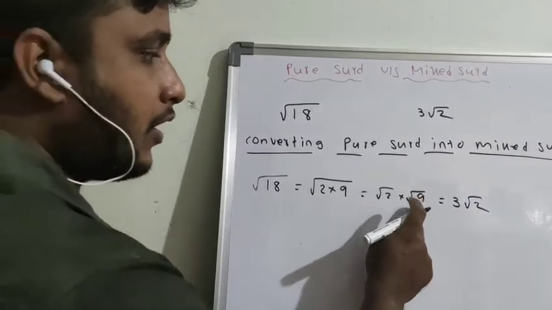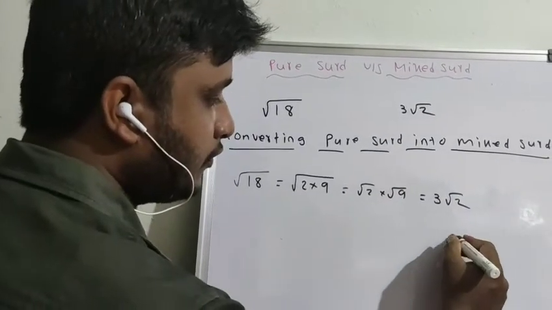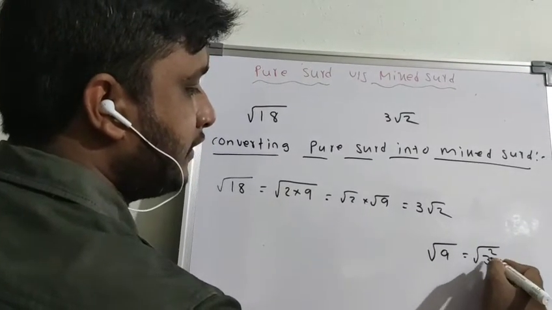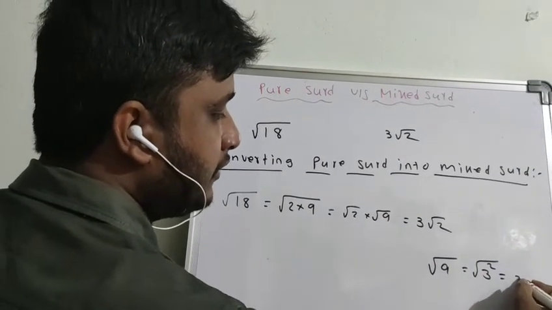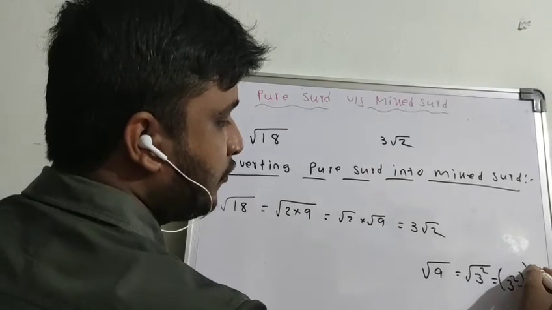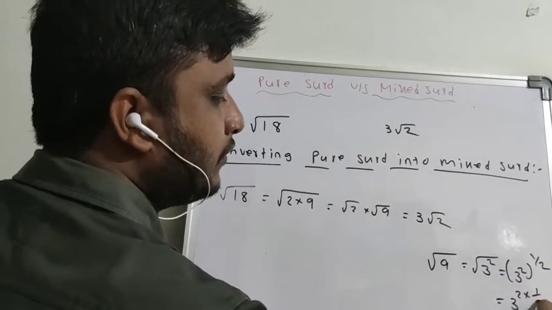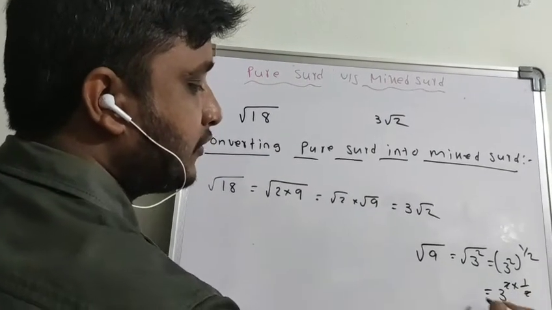So do you know how root 9 value will get to 3? Root 9 you can write as root of 3 square. So what is the meaning of root of 3 square? Root means to the power 1 by 2. So 3 to the power of 2 into 1 by 2. The 2 gets cancelled, we will get 3. So that root 9 is equal to 3.